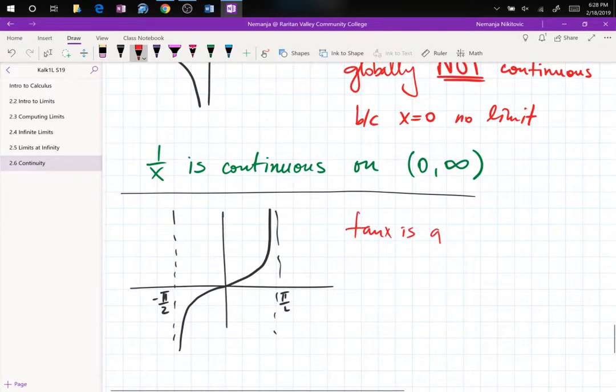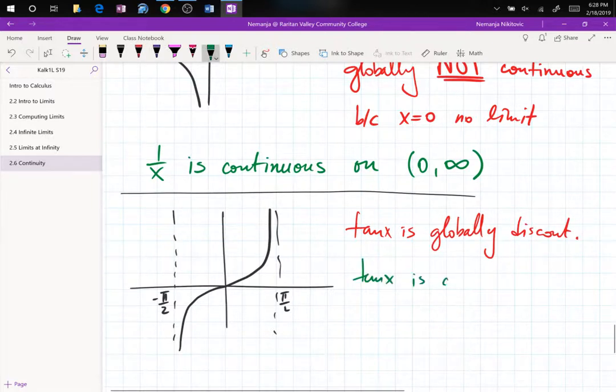So, tangent x is globally discontinuous. And then now in green, tangent x is continuous on negative pi over 2 to pi over 2. We call that the principal period. So for this period pi, you have this, and you will use that one to create the inverse trig function.